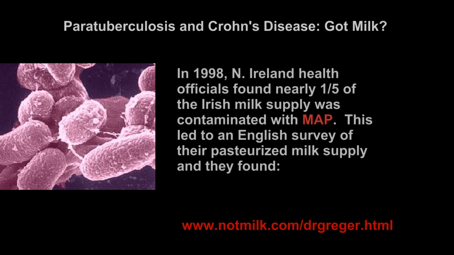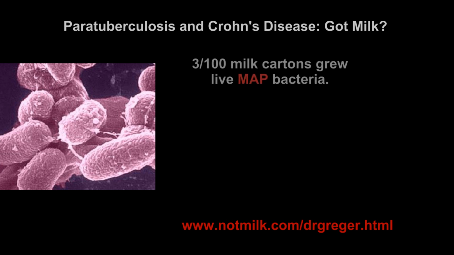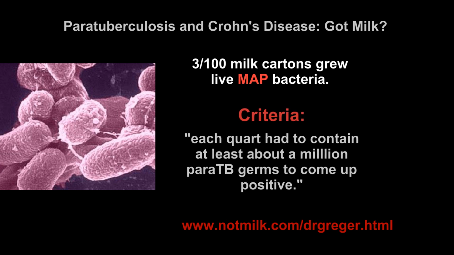In 1998, Northern Ireland health officials found nearly 1/5 of the Irish milk supply was contaminated with MAP. This led to an English survey of their pasteurized milk supply, and they found 3 out of 100 milk cartons grew live MAP bacteria. Each quart had to contain at least about 1 million paratuberculosis germs to come up positive.